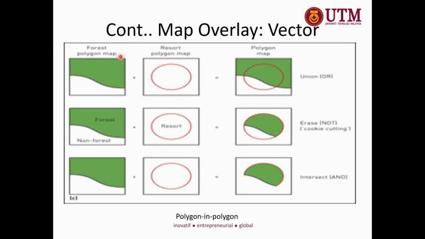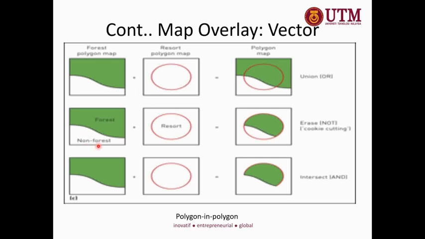Now for map overlay polygon in polygon, over here we have polygon in polygon, and they will give different results. For example, we have a forest polygon area and also the resort area. If we combine and use the union analysis, it means we overlay and select union, and they will give you all the data. They just show you all the data, and this one is the forest area.